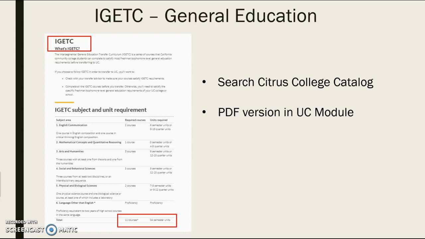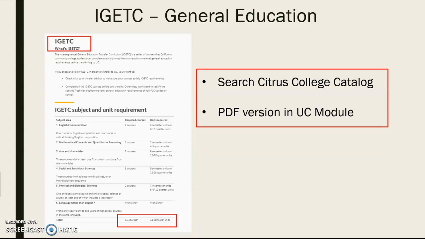So I understand the IGETC. I understand that I need certain courses from certain areas. Where do I find IGETC? How do I know which courses at Citrus are applicable in these areas? Let's search the Citrus College catalog. Go through the catalog, search for IGETC, and it gives you an outlook, a breakdown of which courses exist that meet these corresponding areas. There's also a PDF version of the IGETC, which is uploaded in the UC transfer module.